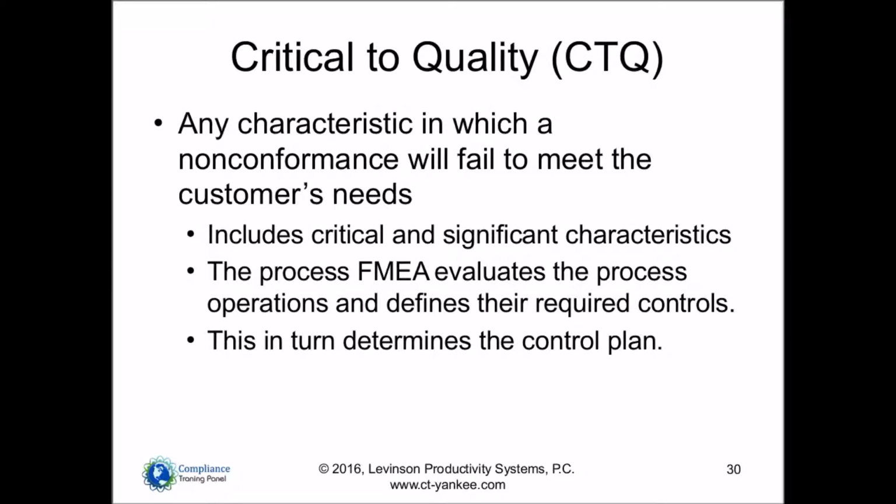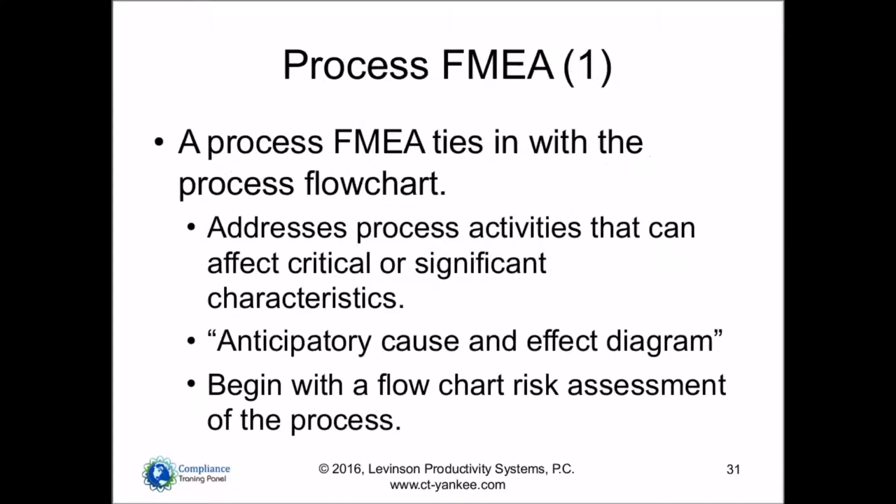I call a critical to quality characteristic anything that, if it fails, will fail to meet the customer's needs, whether due to safety, compliance with government regulations, or customer satisfaction. Okay, a process FMEA ties in with the process flow chart. The flow chart is a basic quality tool, and just about everybody uses it. Nowadays, people use it to document their quality systems because of ISO's focus on a process approach to your quality system.